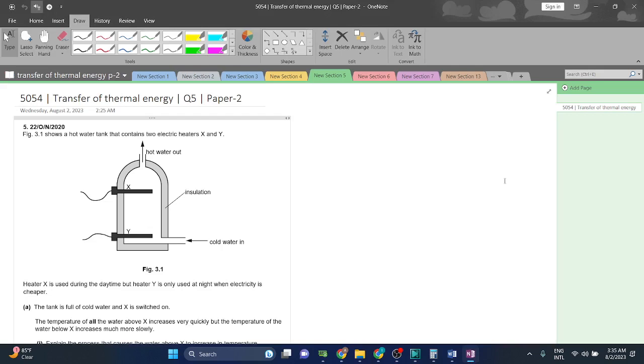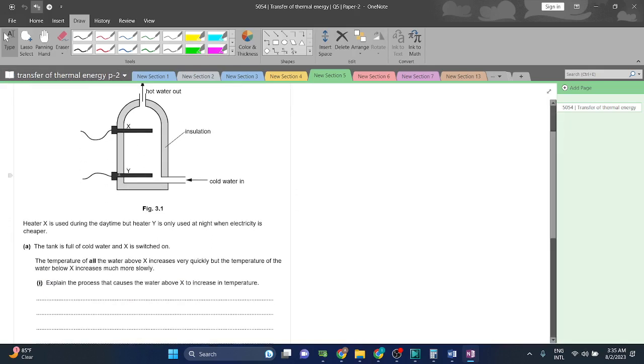Question 5. Figure 3.1 shows a hot water tank that contains two electrical heaters, X and Y. X is much above Y. X is used during the daytime, but heater Y is only used at night when electricity is cheaper. The tank is full of cold water and X is switched on.